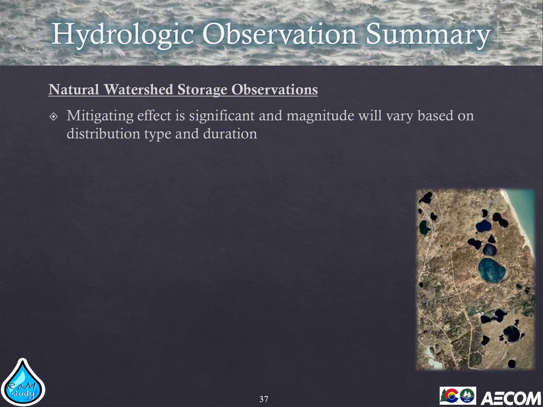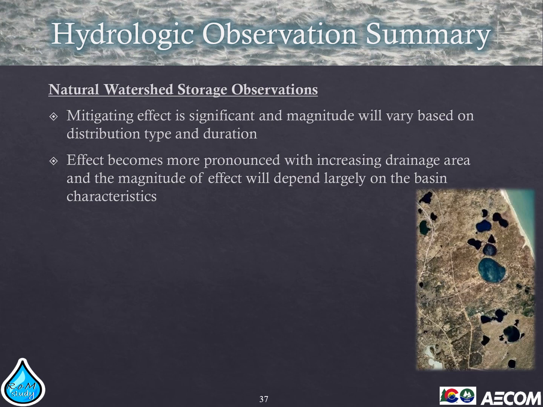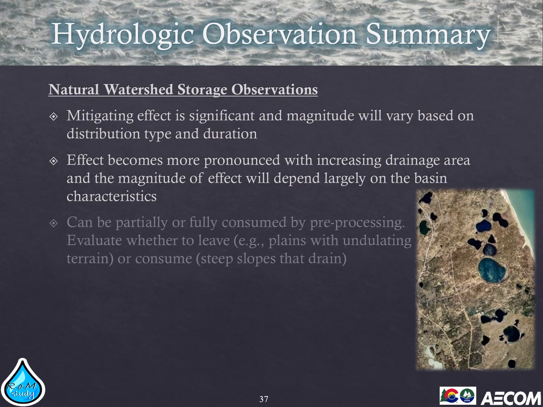And to conclude our observations, looking at the natural watershed storage, what we learned from that is that the mitigating effect it has can be really significant, and the magnitude is going to vary based on the distribution type and duration that is selected. And that effect is going to become more pronounced with increased drainage area than it would on a smaller basin, and it's going to depend on the basin characteristics itself and where it's located. That can be addressed either partially or fully.